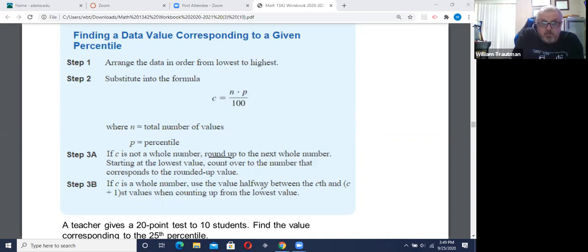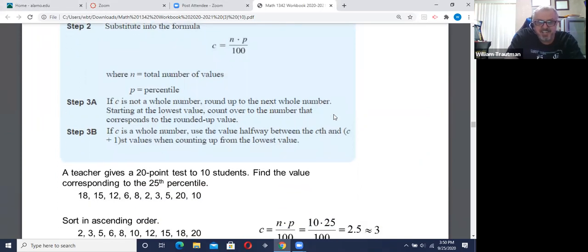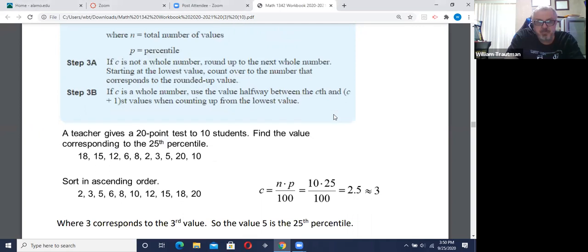If C is a whole number, then use the halfway point between the C and the C plus 1 values when counting up from the lowest value. So we'll have to do an example to see what that means here. Okay. So let's take a look. Sometimes the wording isn't always that great. Well, they did the work for us. Look at this.